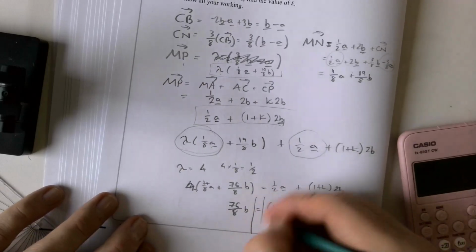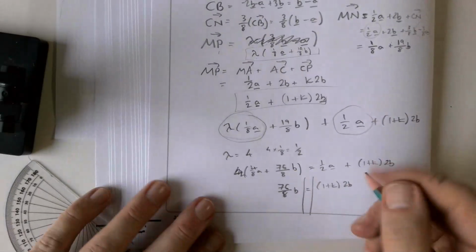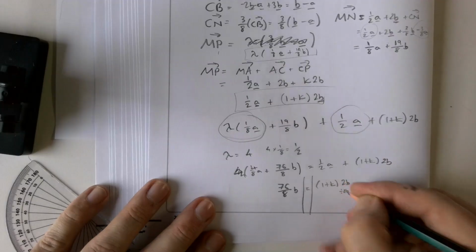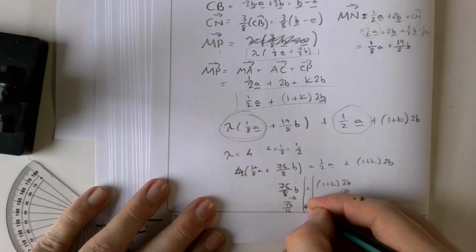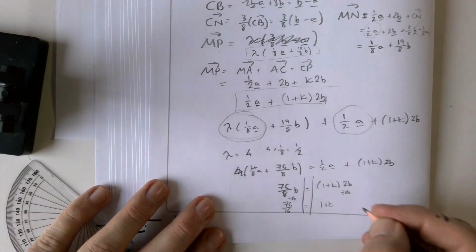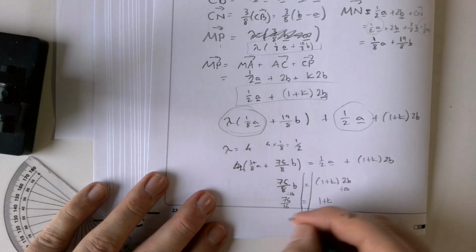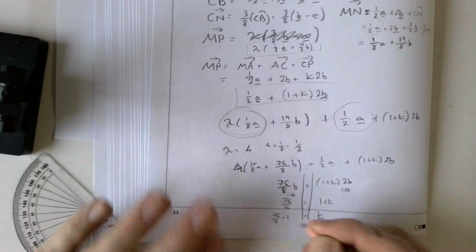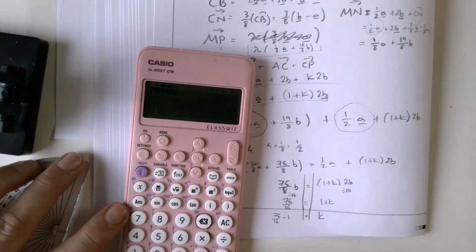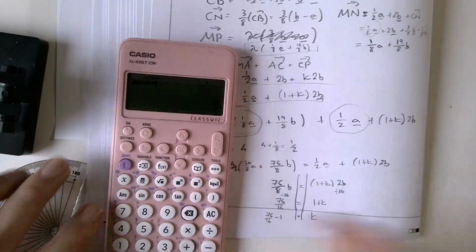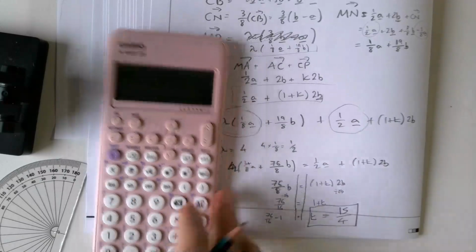So if I divide both sides by 2b, then that's going to become 76 over 16 equals 1 plus k. So k, oh dear, sorry, I've run out of space. K is equal to 76 over 16 minus 1. I can just type that into my calculator, hopefully. 76 over 16 minus 1. And that gives me an answer of 15 over 4, which hopefully is what I'm looking for. So k is 15 over 4.